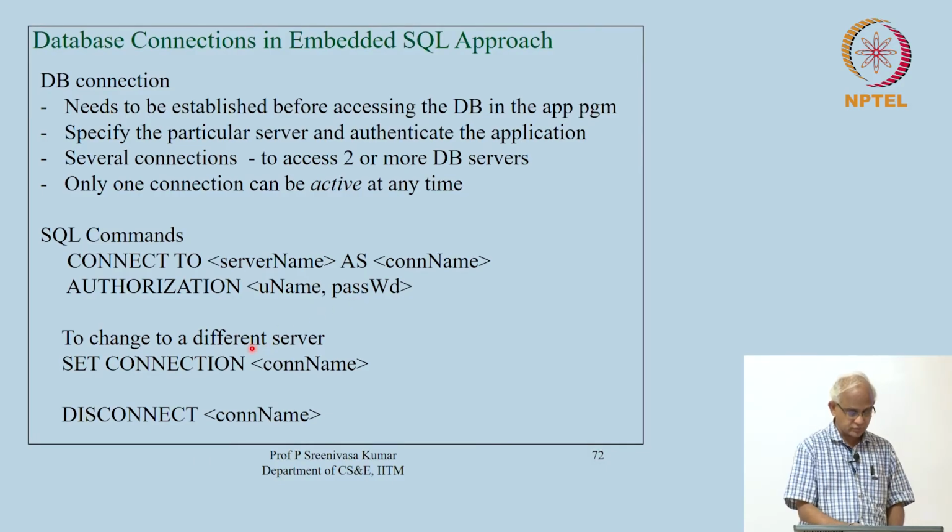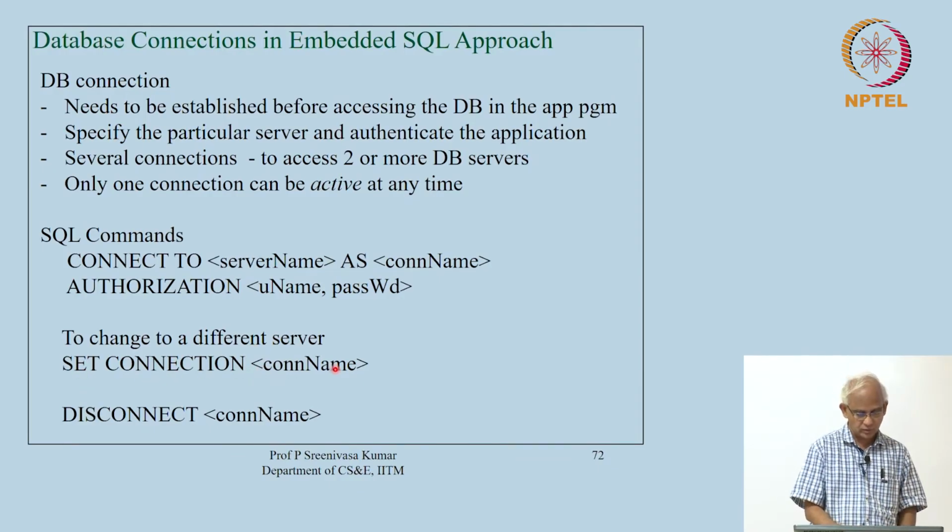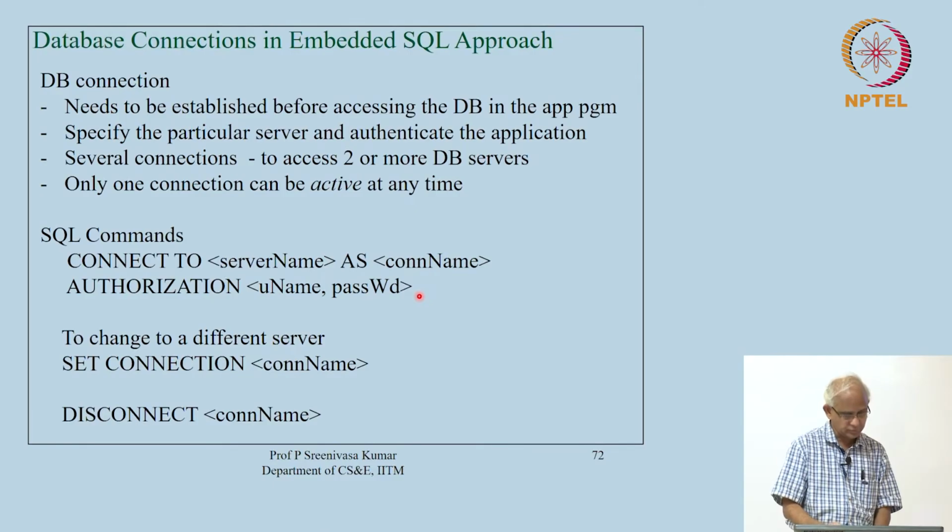And then in order to change to a different server, you would use this command to set connection to a new connection. Of course, you can disconnect. You have to disconnect from one server before you can connect to another server. So, these are all part of developing the application program. Before you do any actions, you basically set up a connection.